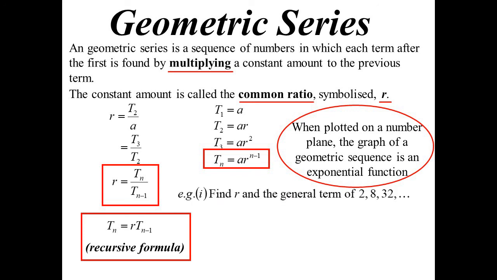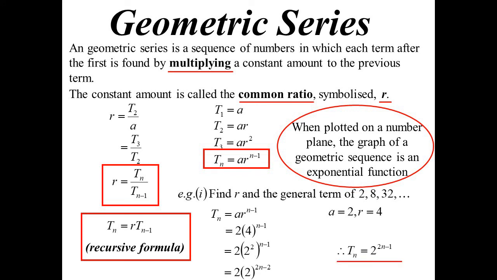Have a look at this example. 2, 8, 32. Let's find the ratio and then create a general term. So A is 2. Our ratio there, it looks like we're multiplying by 4 each time. So general term, AR to the n minus 1. Substitute in 2 times 4 to the n minus 1. Well, that is a formula, but we can do better than that because 4 we can rewrite as 2 squared. And playing with our index laws, we get 2 times 2 to the power of 2n minus 2. We can keep going, and we end up with 2 to the power of 2n minus 1 for a formula.